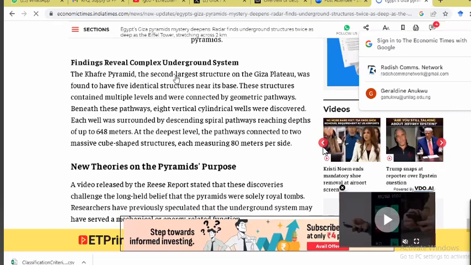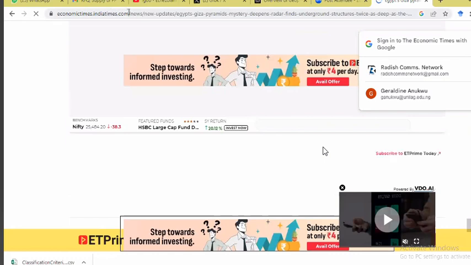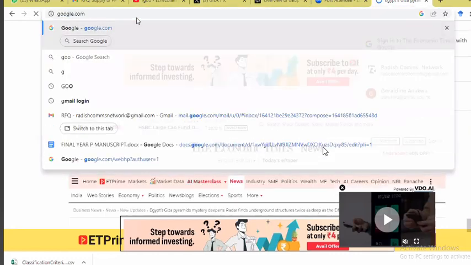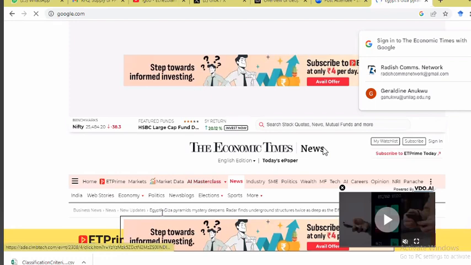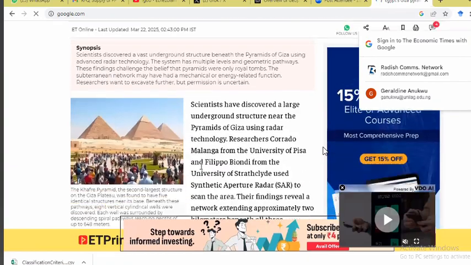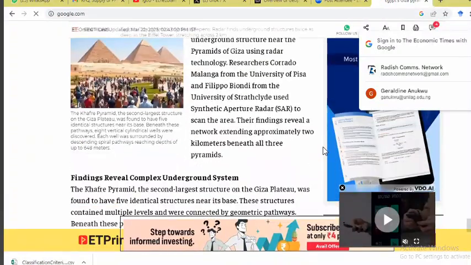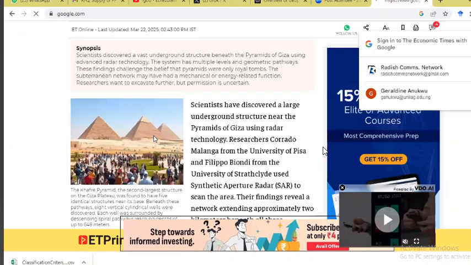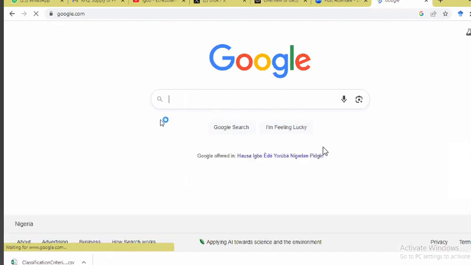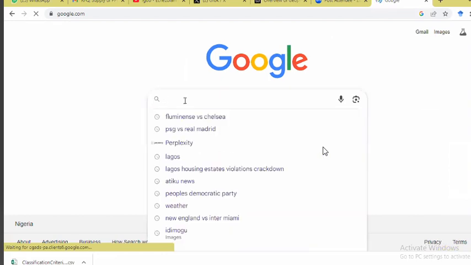So you see the Khafre Pyramid, the second largest structure on the Giza Plateau, was found to have 5 identical structures near its base. I want to try and look up the model the scientists got. You just see how amazing the ability for us to see the subsurface is. So what this implies is that if they have confirmed, or if we confirm, remember for any geophysical method, all you need to do is infer. The next thing left for anyone to do is to go ahead and probably drill. However, there's politics surrounding the drilling to confirm the results of the scientists.